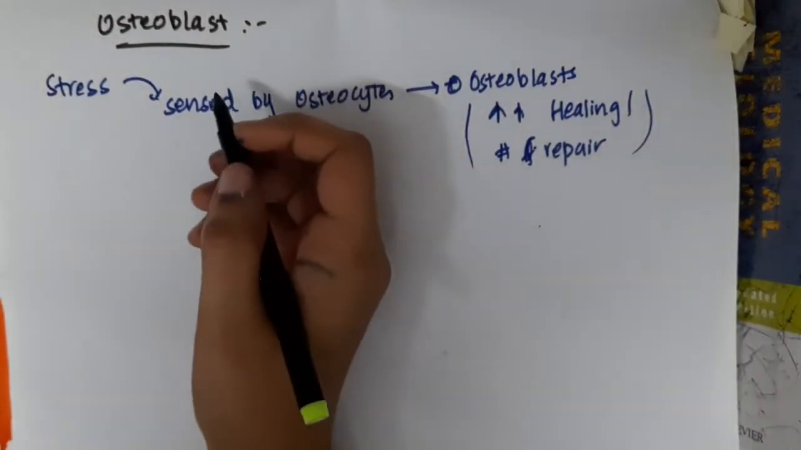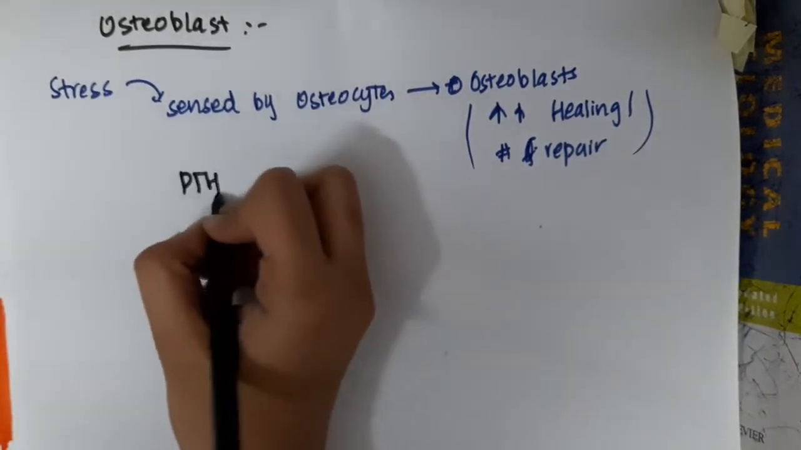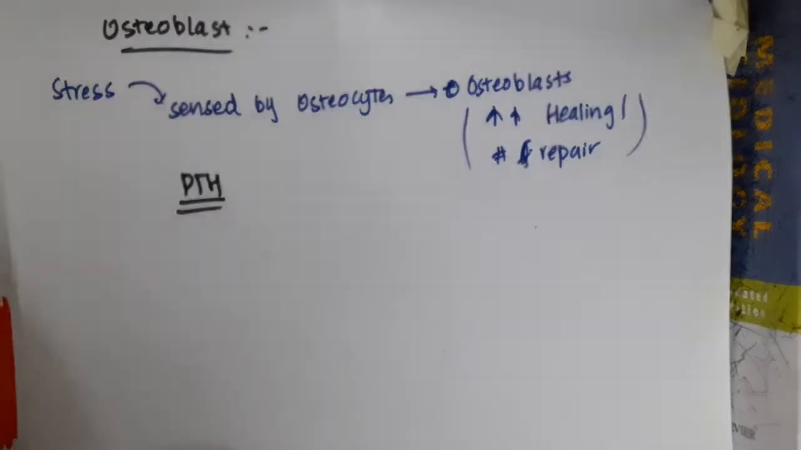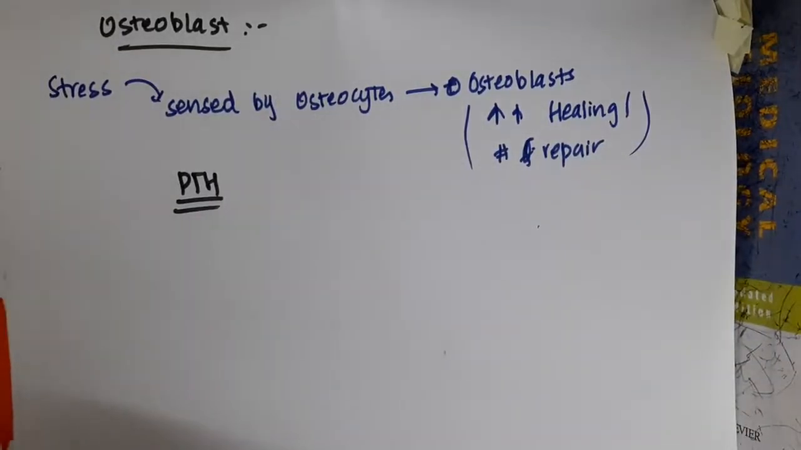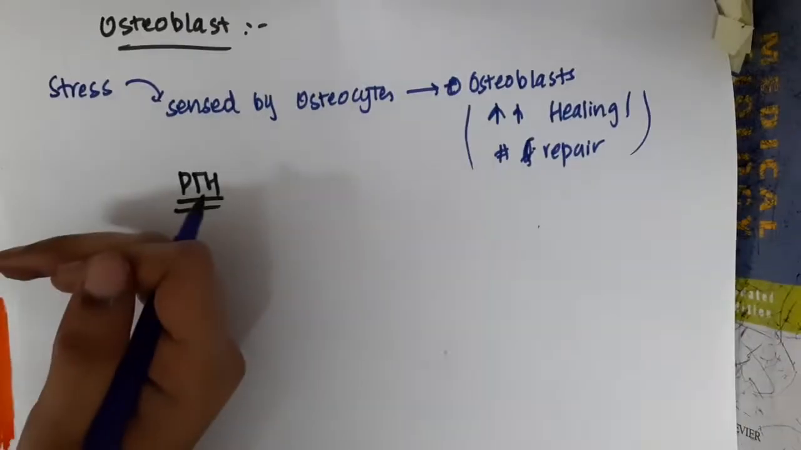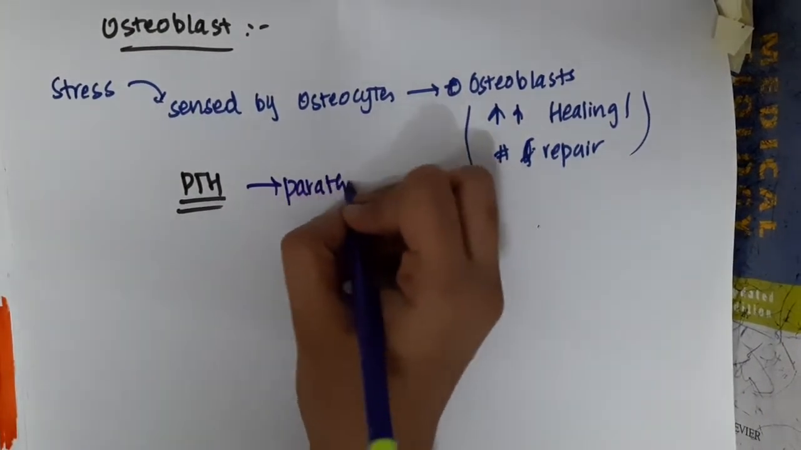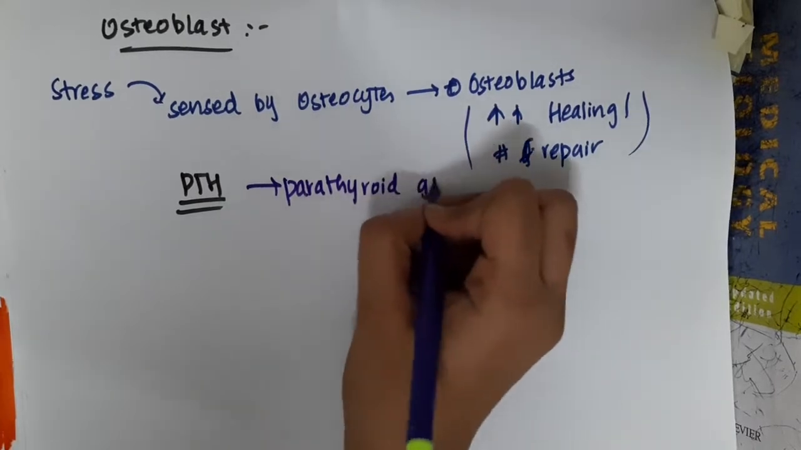Hello friends, let us now learn some important points about parathormone. Parathormone is produced by the parathyroid glands.